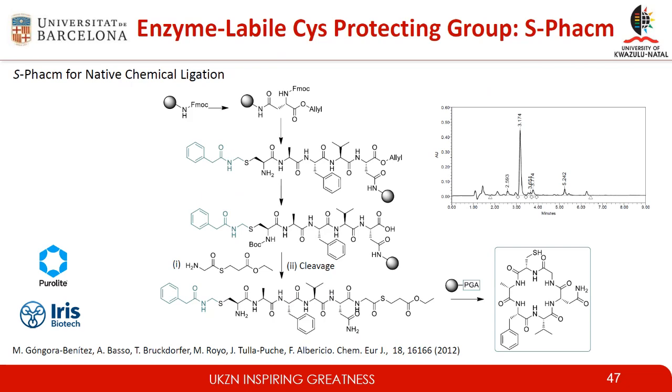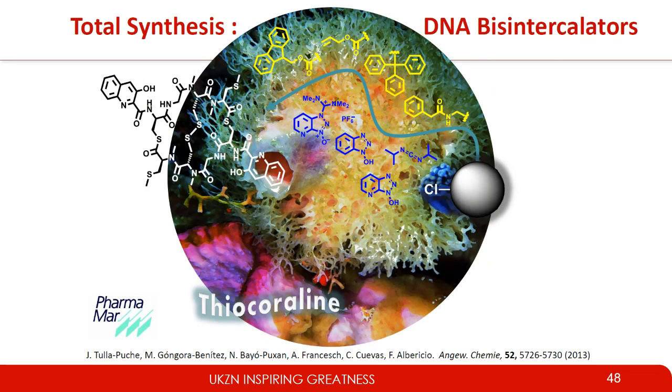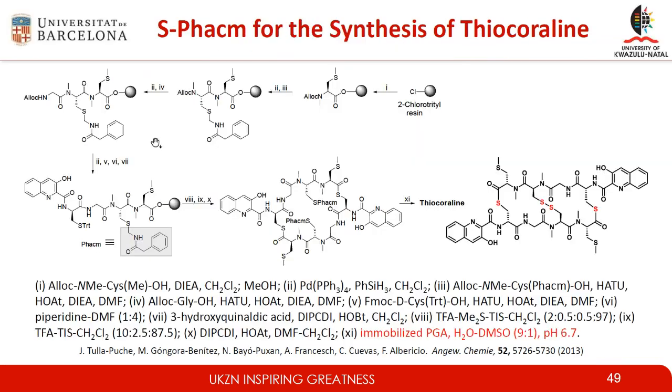The final example in this part is the synthesis of a very difficult peptide, thiocoraline. We'll see it in the next slide, but it's an octapeptide, a dimer. Then we have 3 cysteines. We have N-methyl cysteine, we have 2 cysteines, then N-methyl cysteine gives a disulfide bridge, and also one of these N-methyl cysteines gives an ester with the C-terminal. Okay, this was very complicated.